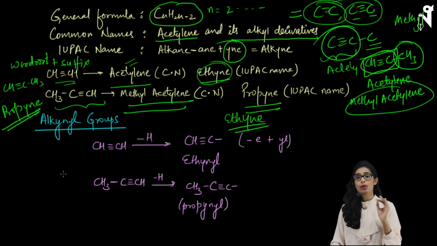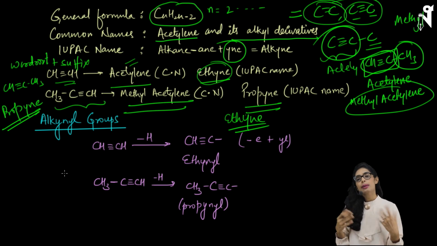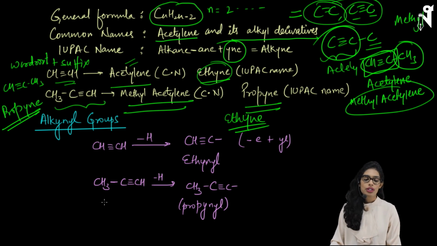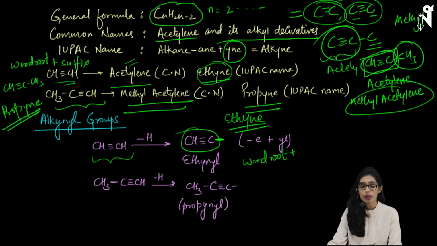Next is alkynyl group. Again, this is the third time we are repeating the similar thing. So basically, alkynyl group is nothing else but from an alkyne, if you remove a hydrogen, then it will be called as alkynyl. We have CH triple bond CH. I have removed a hydrogen from here. It has become CH triple bond C, single bond over here. So it will be named as word root plus ynyl. That's how it will be named.